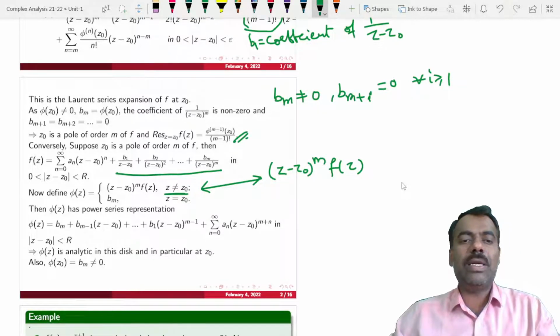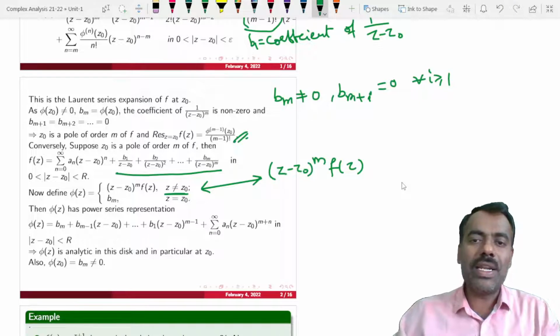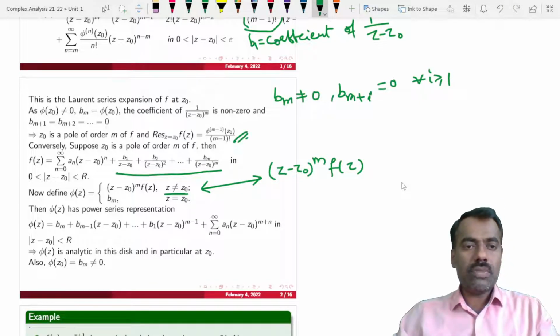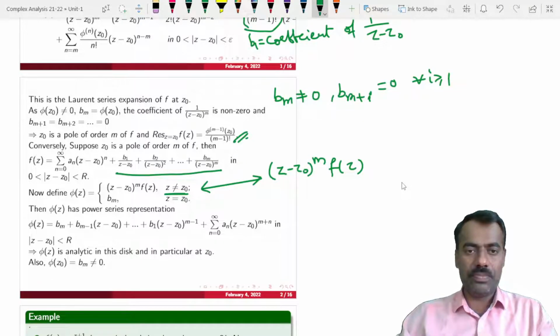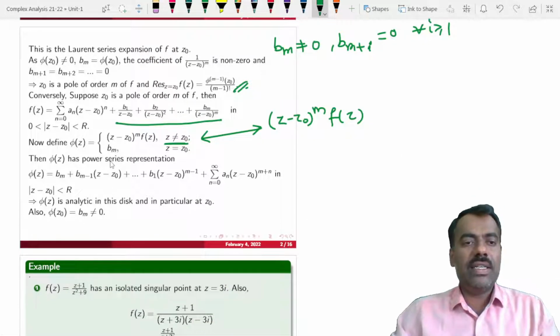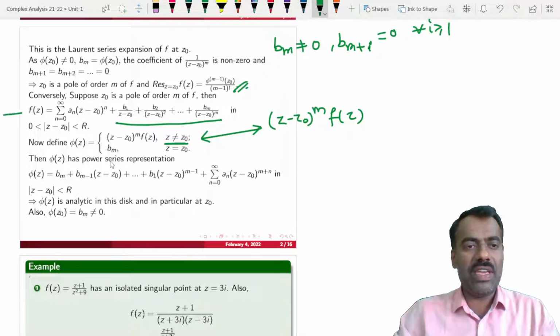Therefore, f of z will become phi of z by z minus z naught whole power m. When z is equal to z naught, our phi of z should be equal to, define that as bm. Then we can see that this phi of z, you multiply whatever we are having here by z minus z naught whole power m.